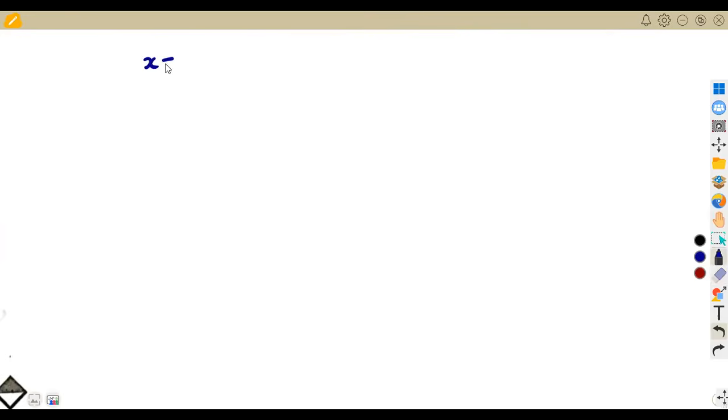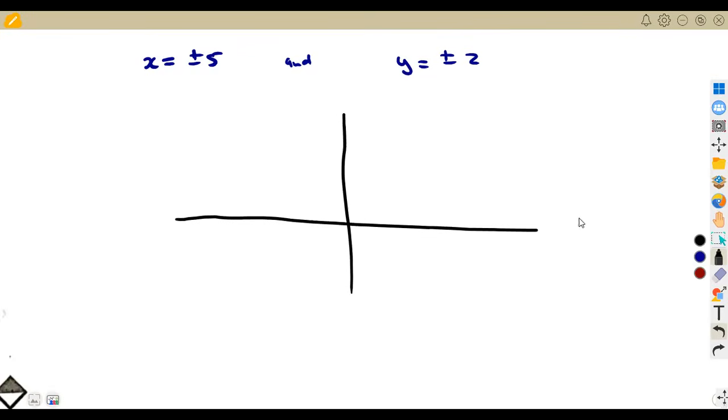Remember, we obtained that x is equal to plus or minus 5 and y is equal to plus or minus 2. They are different values, they are not the same. This is 5, this is 2. So we know that. All right, let us just take it this way. I'm just going to make a sketch of what is going to happen.